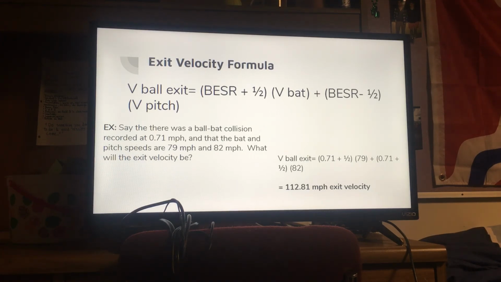And at that point, it's just making sure you plug in the right information in the right spot to get the right answer. So to the right, make sure you have the correct bat and pitch speed in the same spot and the ball-bat collision of the BESR, and you'll get approximately something really good, 112.81 miles an hour exit velocity. That's I'd say pretty normal, especially at the major league level, and I'd say even at the collegiate level sometimes people hit it that hard too.